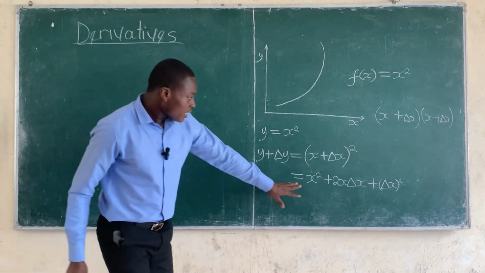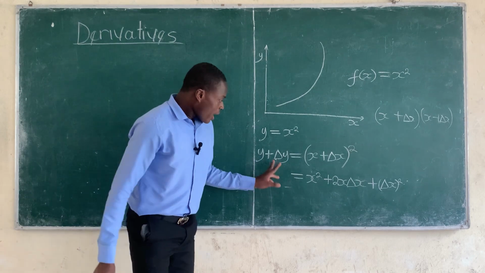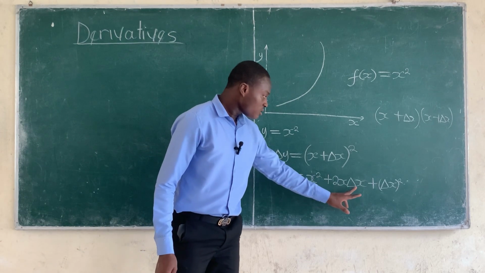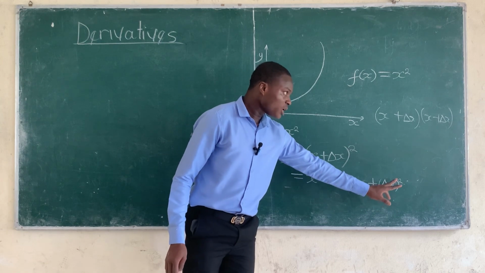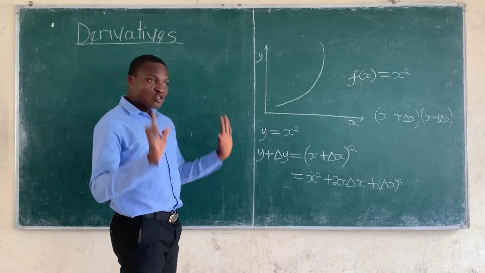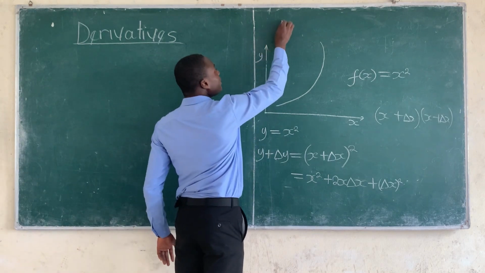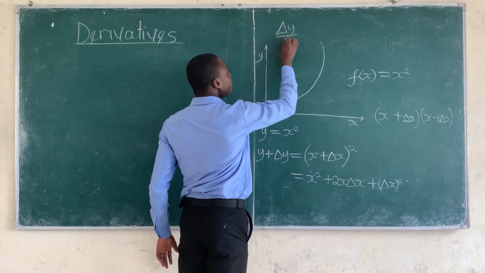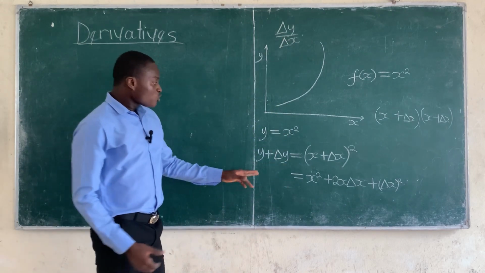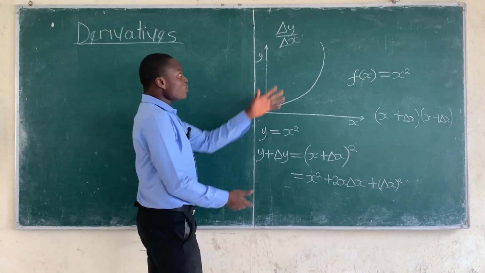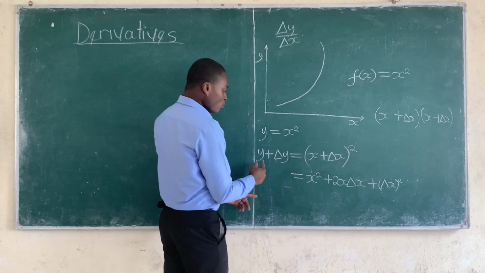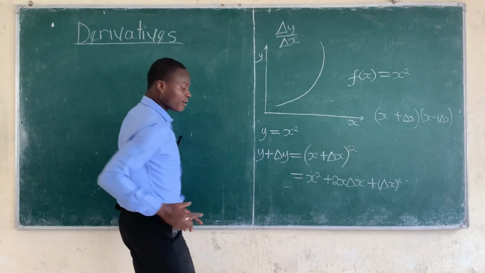So now that we have seen that y plus increase in y is equal to x squared plus 2x change in x plus change in x squared, remember what we are looking for is the slope. And what is the slope? Increase in y over increase in x. That is the slope we are looking for. So assuming we want to make the slope the subject of formula, we have to move y to this side so that we have increase in y.